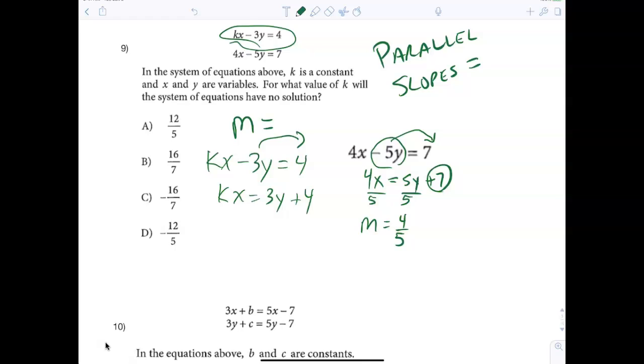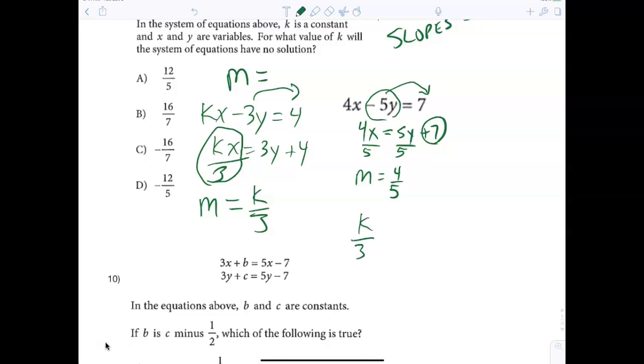Do I really care about the 4? Does anybody care about the 4? I need to divide both sides by what now? No. I'm isolating the y. Divide by 3. Divide it through by 3. So the slope of that line is, tell me. Good. K over 3. The number in front of the x is k over 3. Anybody have any questions with that? And what's true about the slopes? They're equal. So I have to say k over 3 equals 4 over what? 5. K over 3 equals 4/5.